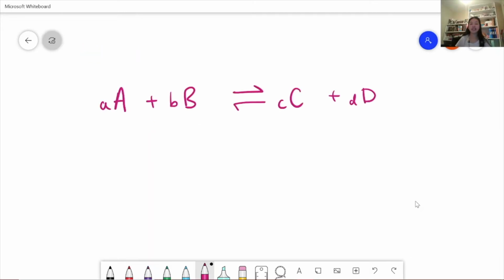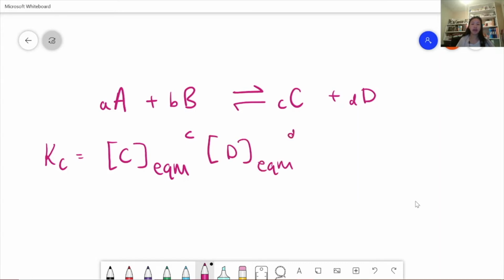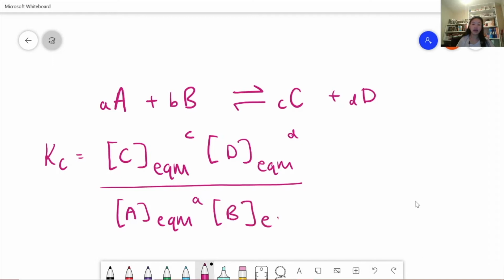Now, if we have a reaction such as this one, so this is just a general reaction, we know that Kc is equal to the concentration of C at equilibrium to the power of little c, which is the number of moles there are of C, multiplied by the concentration at equilibrium of D to the power of the moles of D, and then over the concentration of A at equilibrium to the power of the number of moles of A, and then the concentration of B at equilibrium to the power of the moles of B.